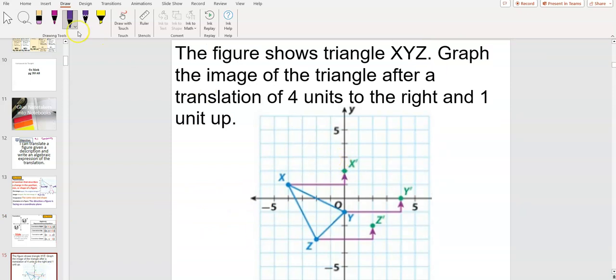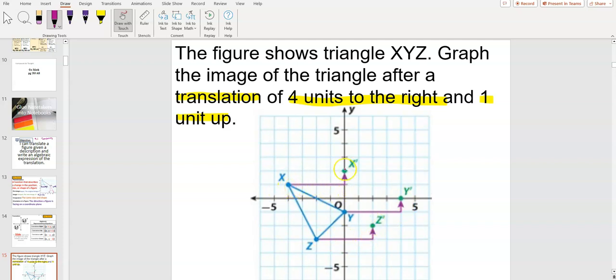Okay, so here we have our figure, XYZ. We have our triangle XYZ, and we're going to graph the image of the triangle after a translation of, so we know we're sliding 4 units to the right and 1 unit up. Okay, so I am going to basically just count 1, 2, 3, 4 to the right, 1 up. 1, 2, 3, 4 to the right, 1 up.